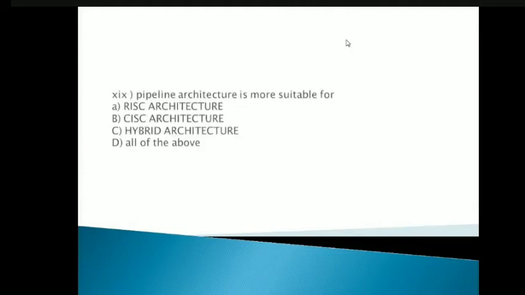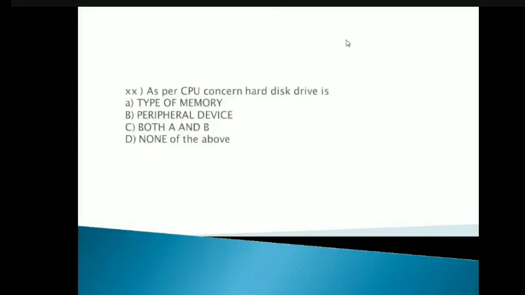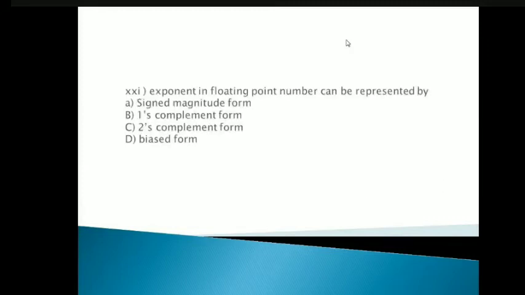5-stage pipeline architecture is more suitable for RISC architecture, CISC, hybrid architecture, all of these. Definitely, this is applicable for RISC architecture, reduced instruction set computer architecture. As far as the CPU is concerned, a hard disk drive is a type of memory, peripheral device, both A and B. Definitely, it is both A and B. Exponent in a floating point number can be represented in sign magnitude form, 1's complement form, and 2's complement bias. Definitely, sign magnitude form.